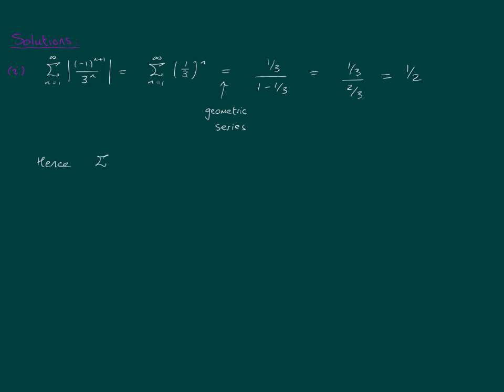So our original series is absolutely convergent. So hence, the sum n equals 1 to infinity of (-1)^(n+1) over 3^n is absolutely convergent. And hence, by the theorem, it must converge, because absolute convergence implies convergence.